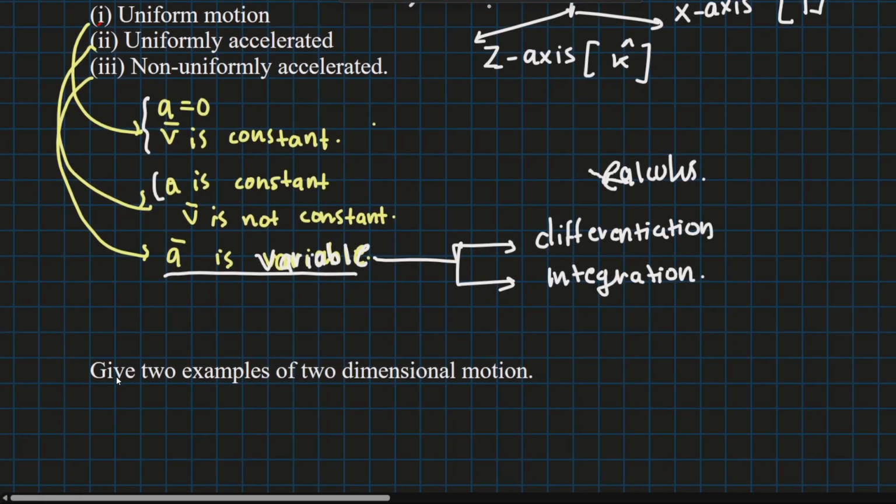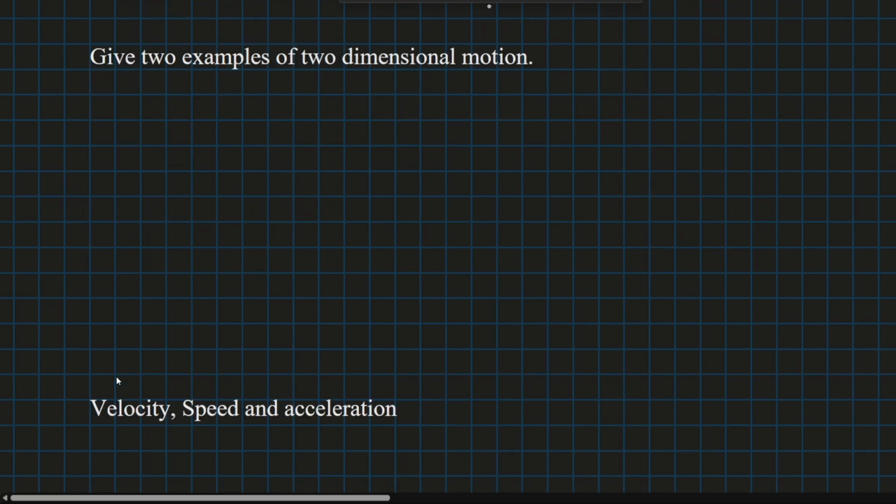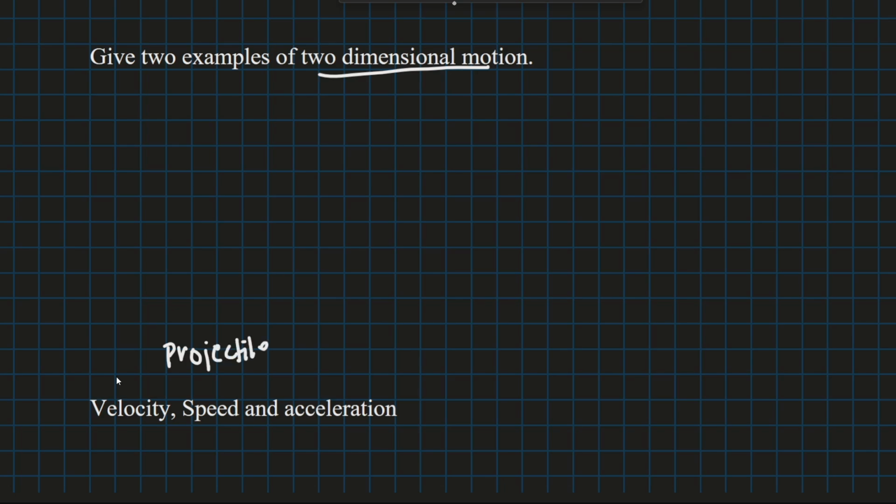For the sake of uniform motion, we use the equations of motion, which we had studied in class 9th. Now they want 2 examples of 2-dimensional motion. Examples of 2-dimensional motion we could give are projectile motion and circular motion.